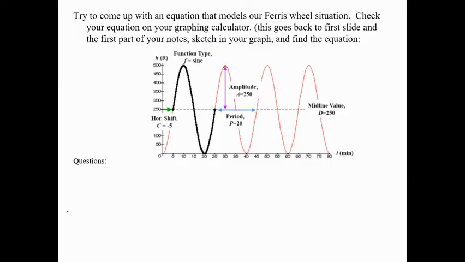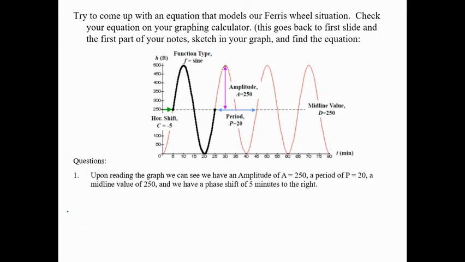Okay, let's come back to our Ferris wheel situation, okay? And upon reading the graph, we can see that the amplitude is 250. We have a period of 20, a midline value of 250, and we have a phase shift 5 minutes to the right. Okay, so in order to find our frequency, B is equal to 2 pi over the period, or 2 pi over 20, which is equal to pi over 10.